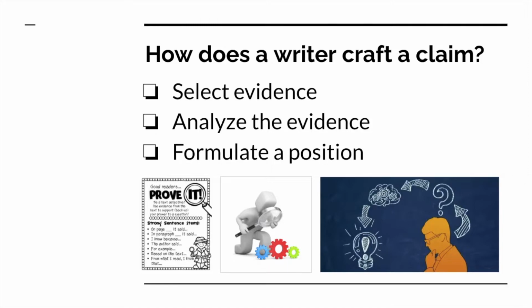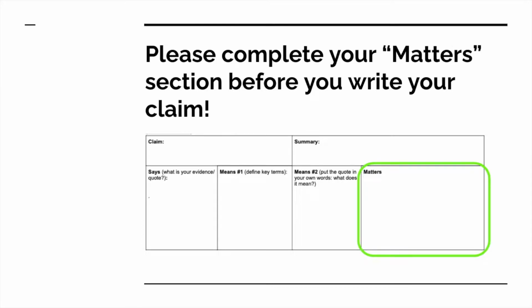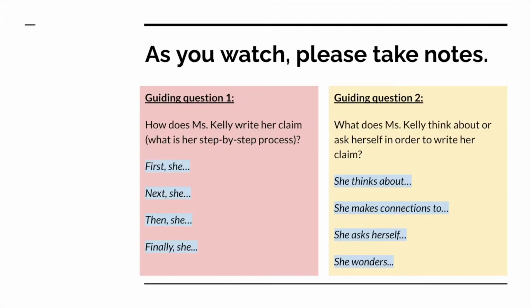In this video, I'm going to show you how to write a claim after you have selected evidence and used the MATTERS process of reasoning to fully analyze it. If you have not written your MATTERS section, please pause the video, complete your reasoning, and then return to this video. As you watch, please take notes on my process, so how I write the claim, and also my thinking. What do I think about or ask myself in order to be successful? You may want to watch the video a couple of times to make sure you are able to gather all the important information.